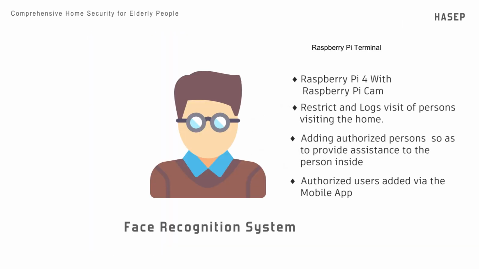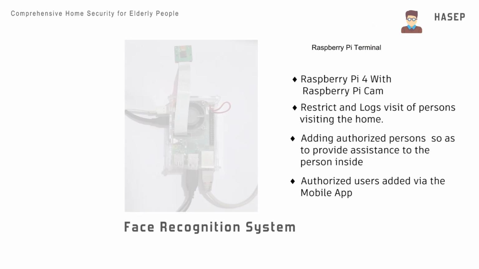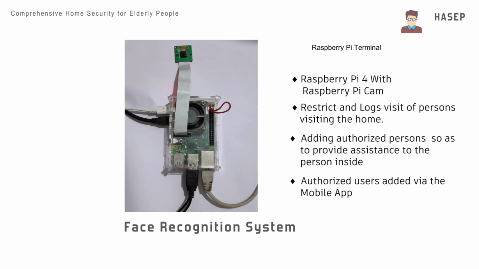The face recognition system allows the system to recognize the persons that are at the main door and differentiate between them as authorized and unauthorized based on the list specified by the user. The authorized users, like said earlier, are added through the mobile app.